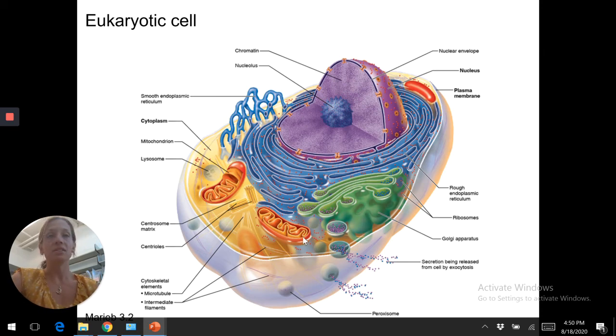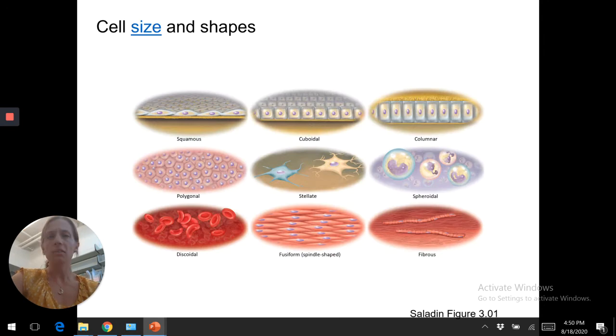So that is the detail of the cell. Two last things I believe that I want to talk about with basic cell stuff. One is size, one is shape. Both can vary, as you might imagine. So let's do shape first because it's shown here. These are the various shapes your cells can be.